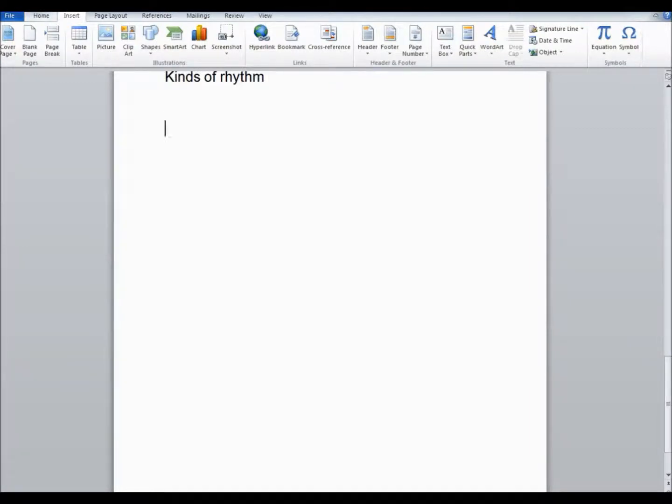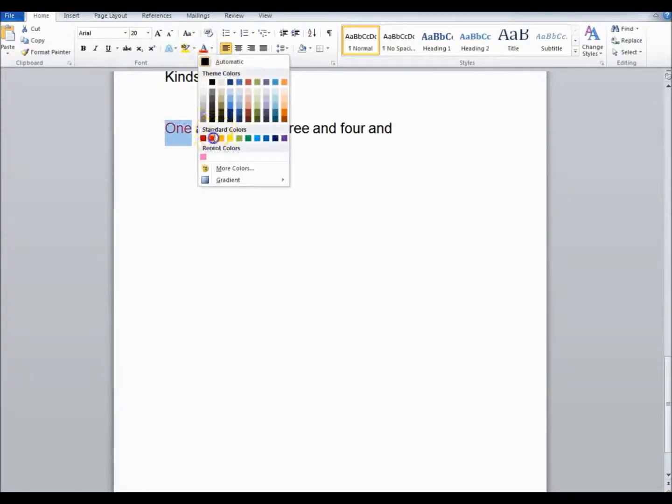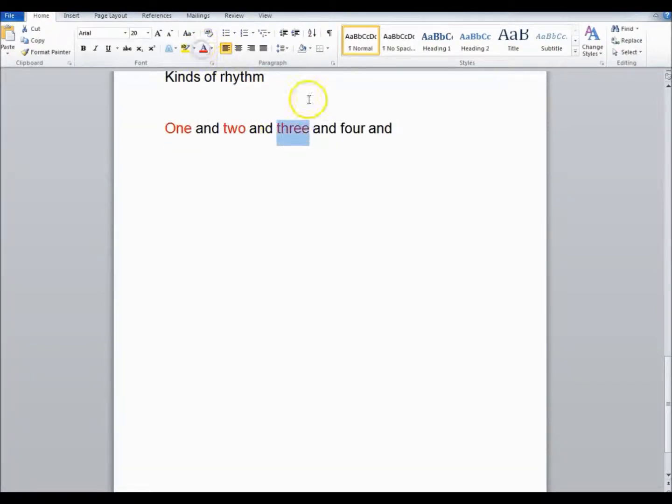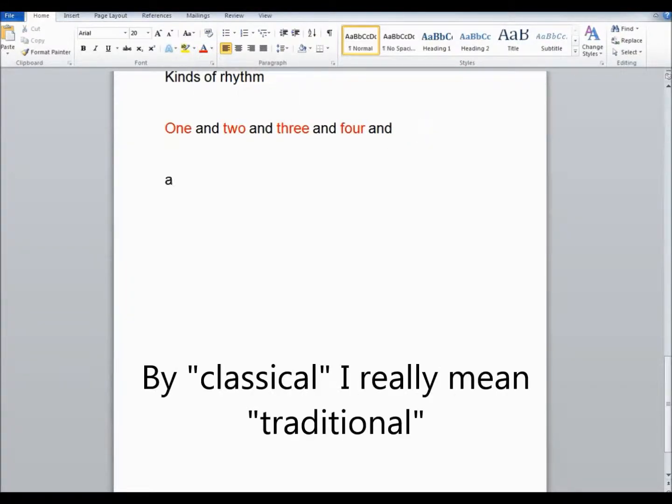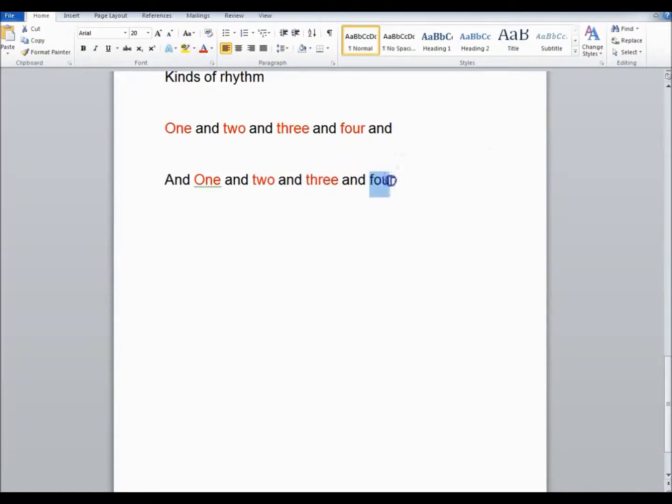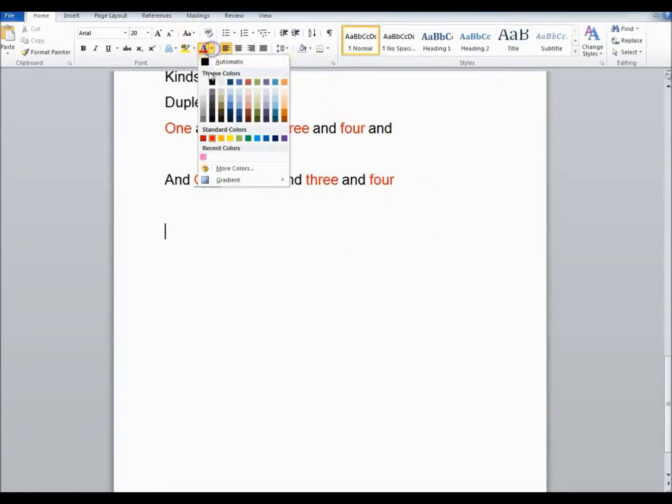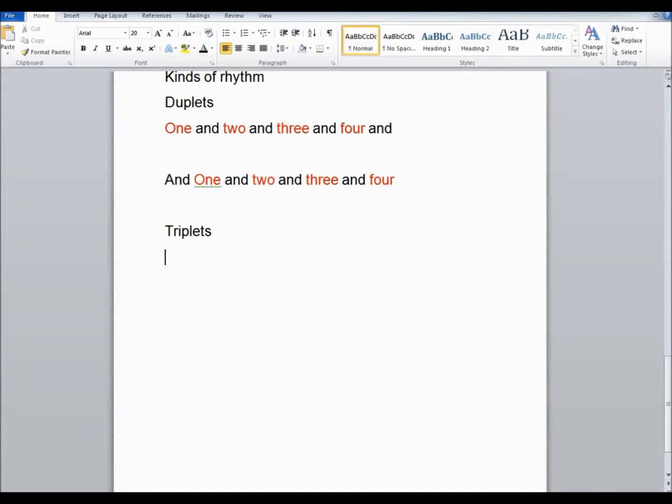Now there's 7 kinds of rhythmic sounds that are particularly important for the analysis and appreciation of most Western classical poetry, and the first 2 are the duplet types, and duplet as in doubles, as in 2, right? These are your 1 and 2 and 3 and 4 and, 1 and 2 and, right? Stressed syllable, unstressed syllable. The other kind of duplet would be unstressed, stressed. So we have and 1 and 2 and 3 and 4 and.